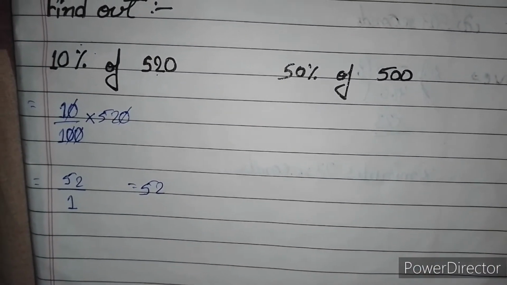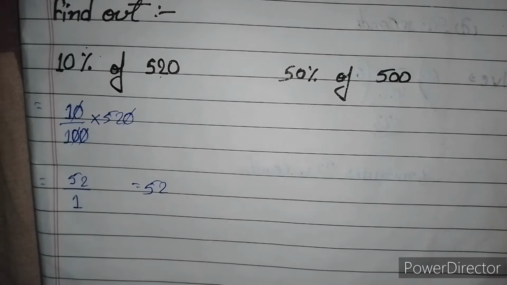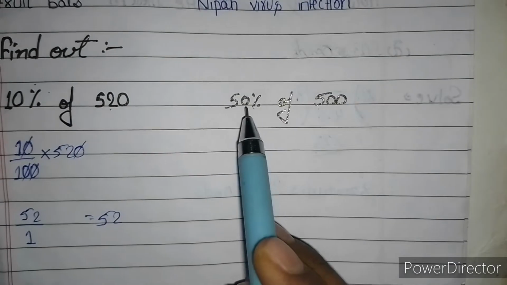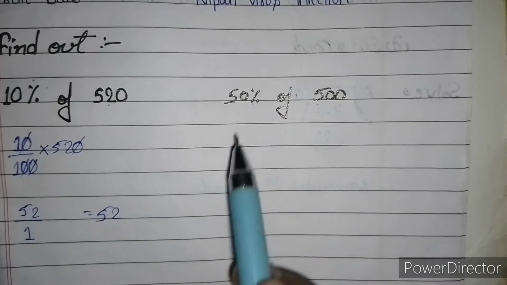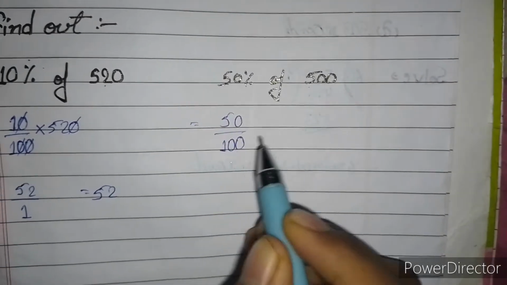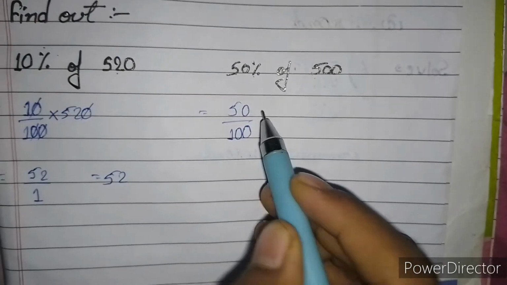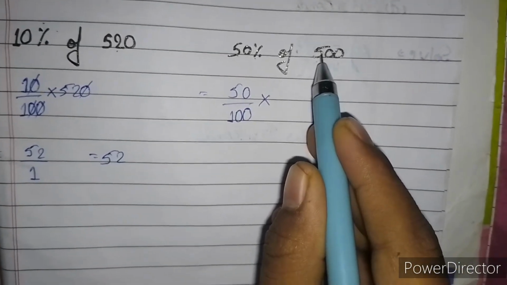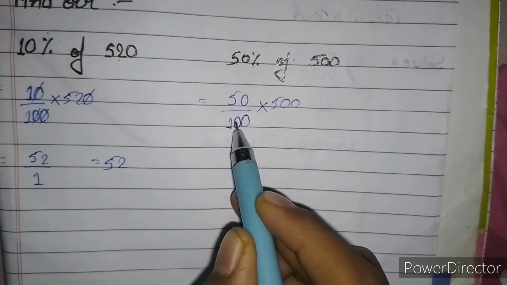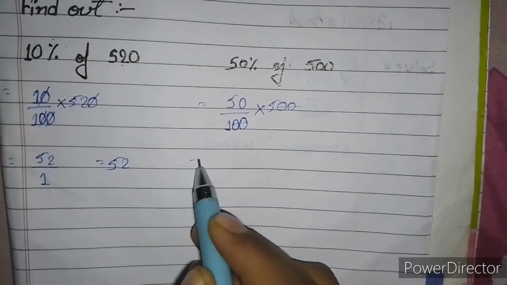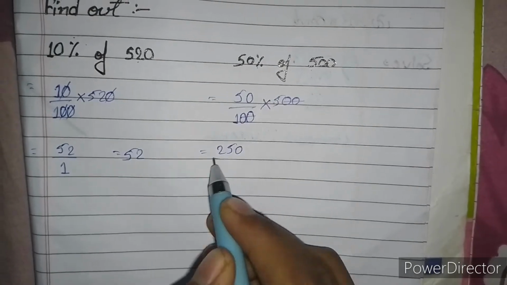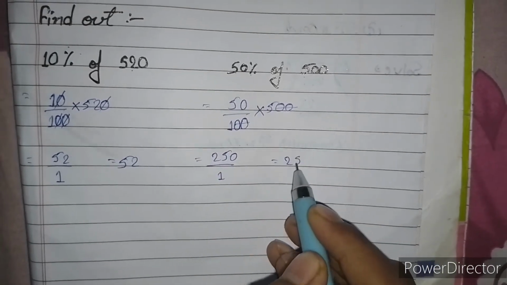And the next, let's move to our another question, which is 50% of 500. As we know, when we remove the percentage we will get 50 by 100, and "of" means the multiplication, so the sign of multiplication and 500. So the 0 will be cancelled, so we will get 250 by 1 and we can also write it as 250.